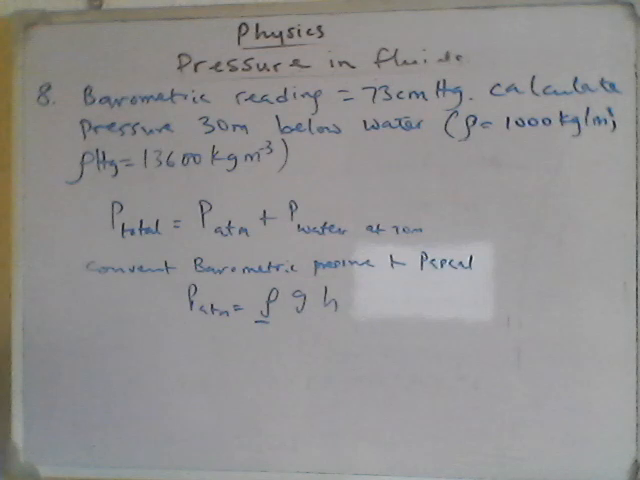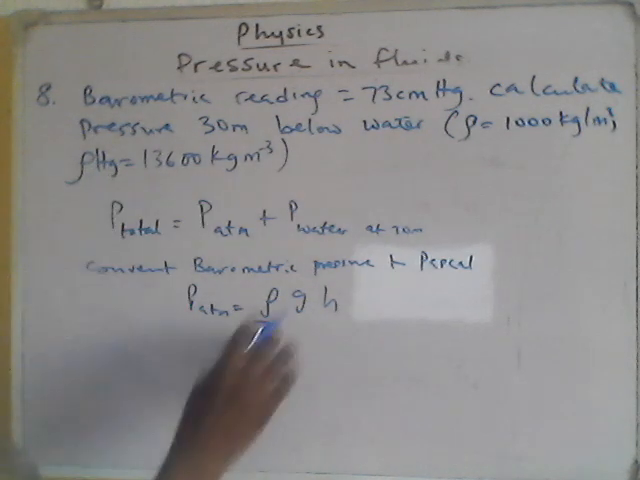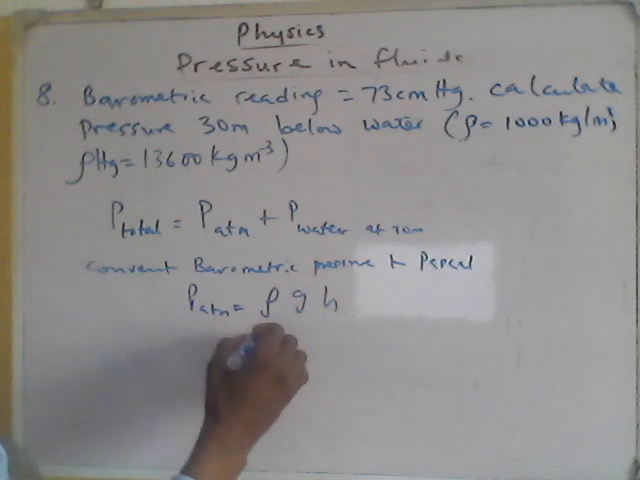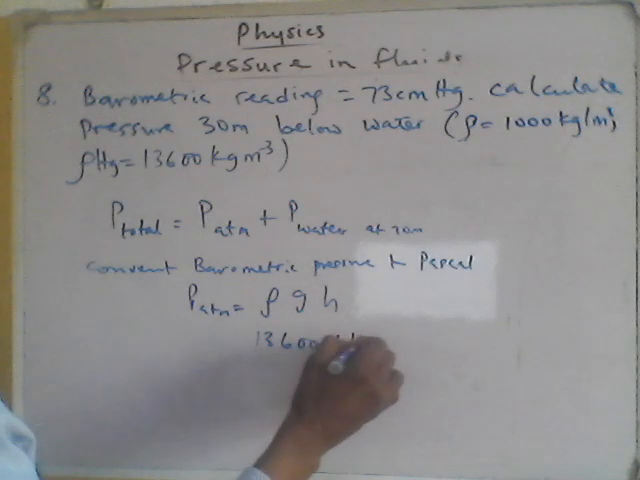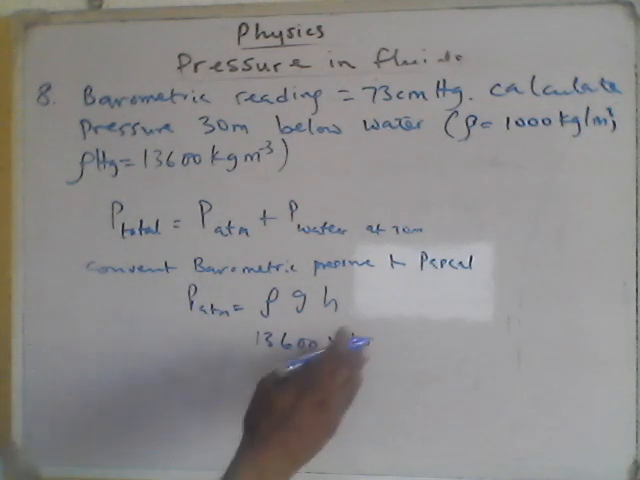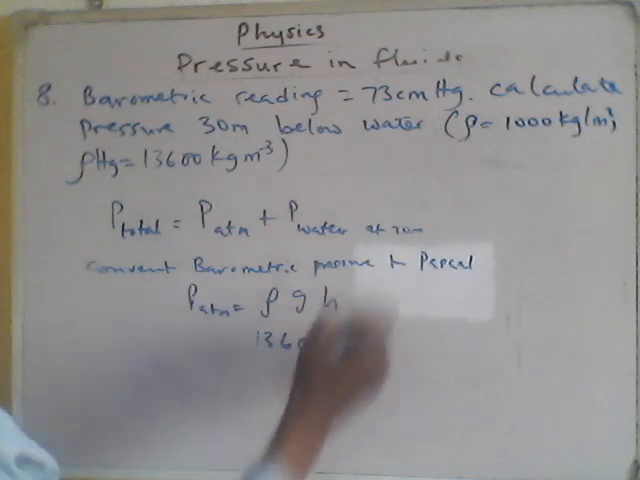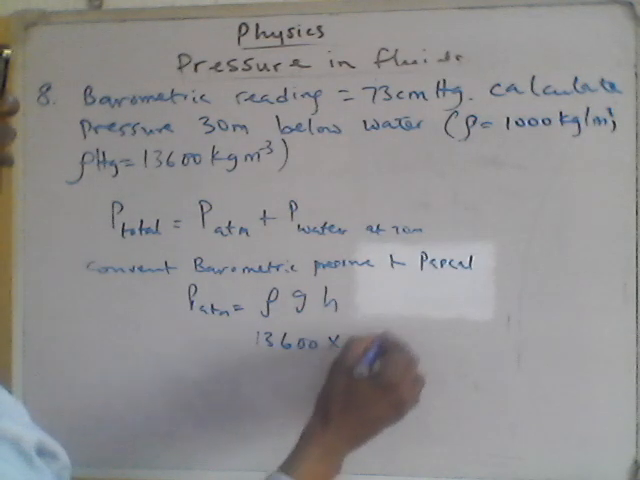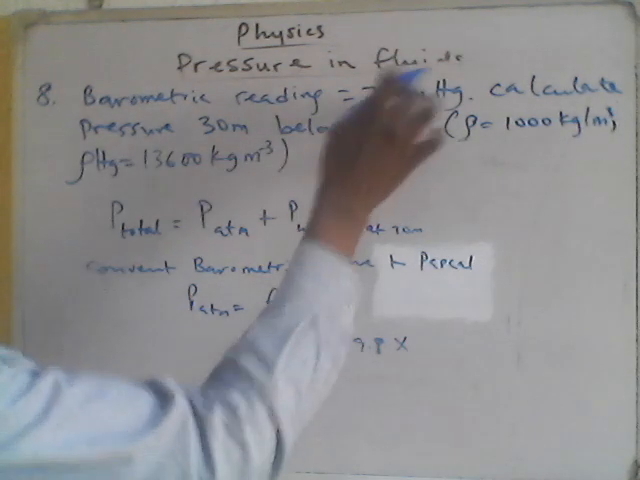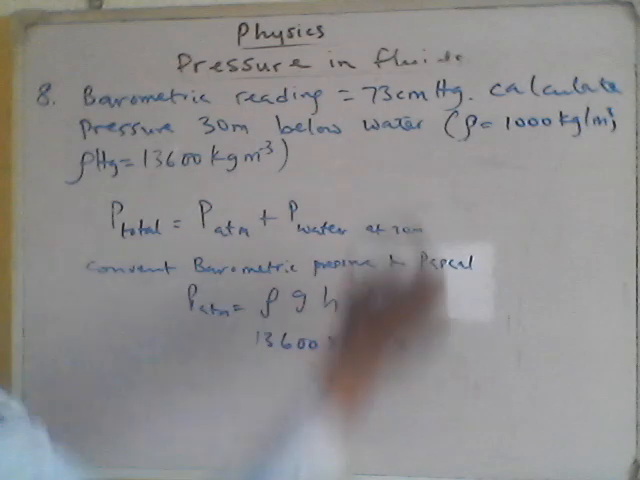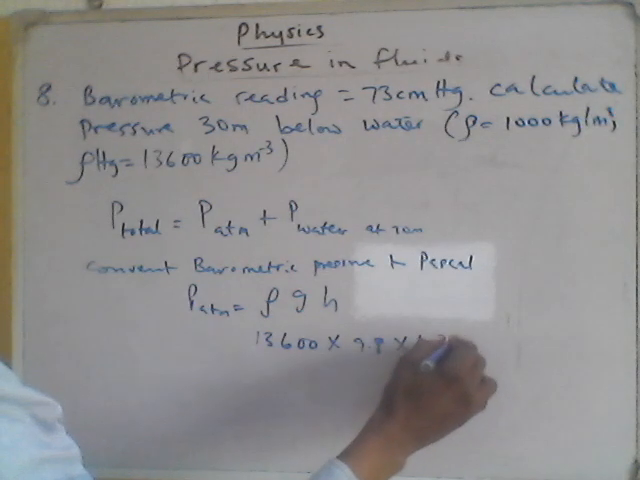Density. So it is mercury, 13600, times gravity, which is 10, of course, or let's use 9.8. We're not given it here, but I know this is the right value. Then height is 73 cm of mercury, so change it to 0.73 meter.